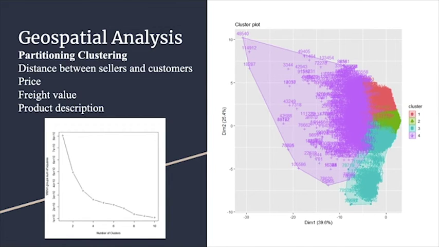As for partitioning clustering, we analyze 4 factors related to high product sales by clustering, considering the large amount of data. By doing the above method, we can see the best k-value equals 4, which is the point when the rate of decline suddenly slows down. Then we got the clustering with variables of distance between the sellers and customers, price, freight value, and product description for 4 clustering groups. The plot visualizes the difference between the clusters.